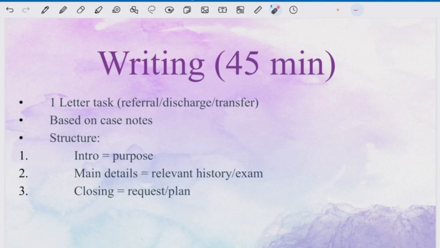Start with purpose of the letter, okay? Then give main relevant details like history, findings, investigations, what has happened, when did it occur, and what you are expecting them to do. So end with your closing statement, what you're requesting or recommending.